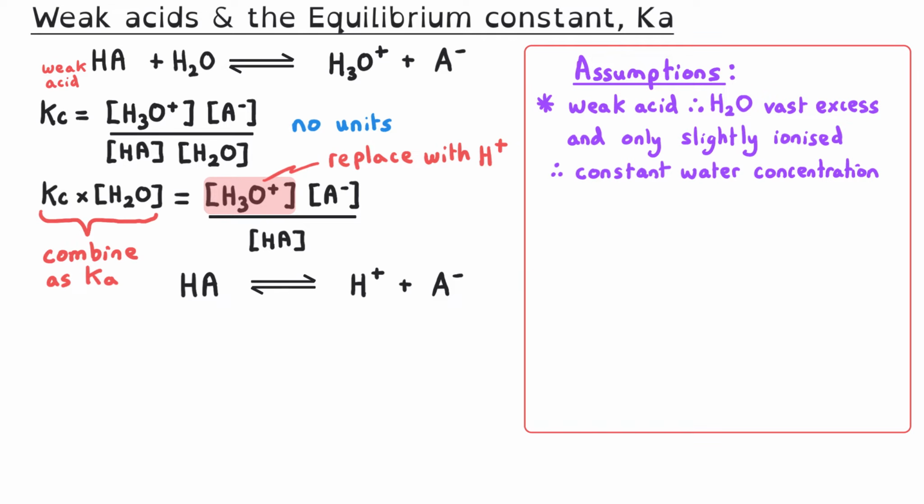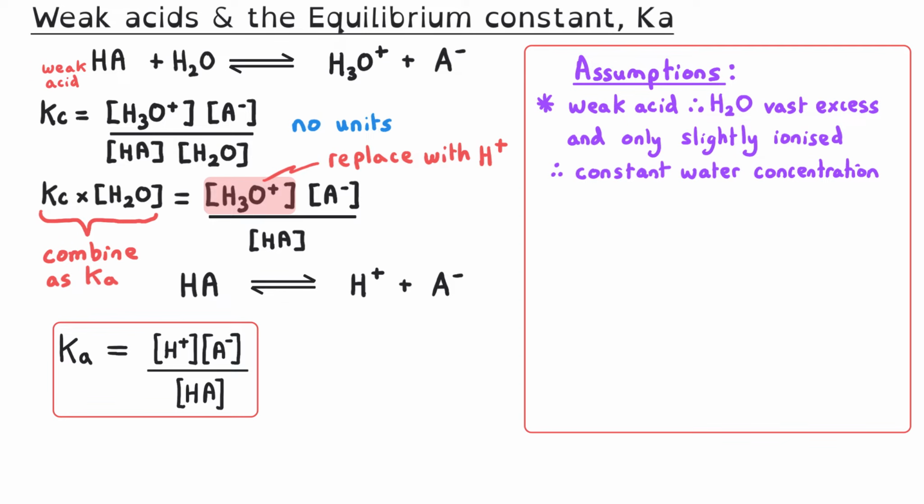So the acid dissociation equilibrium is simplified down to the undissociated acid itself on the left-hand side and the hydrogen ion, or we might say the proton, and the conjugate base on the right-hand side. And so the Ka expression for this would be the hydrogen ion concentration multiplied by the A- concentration on the top and the undissociated acid concentration on the bottom.